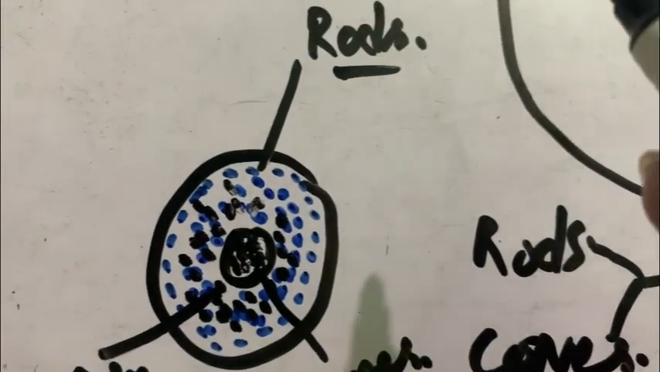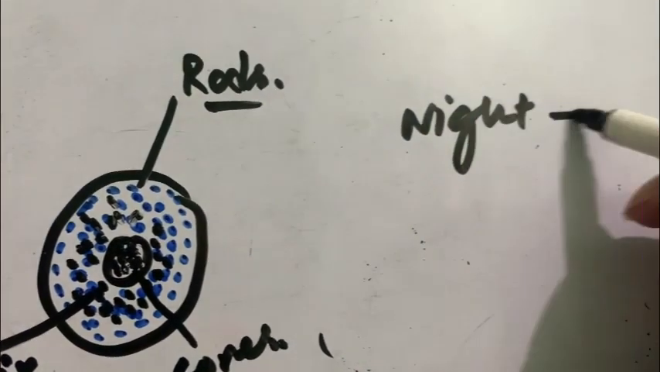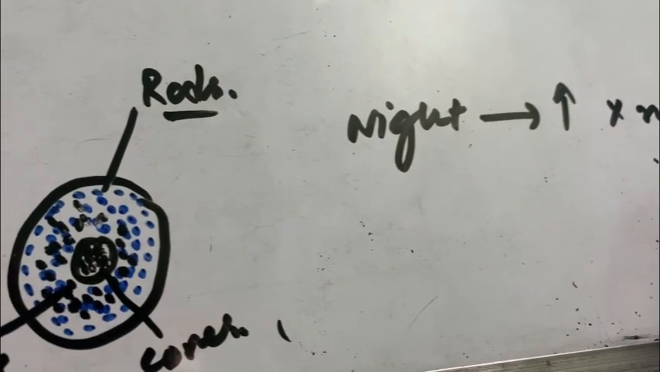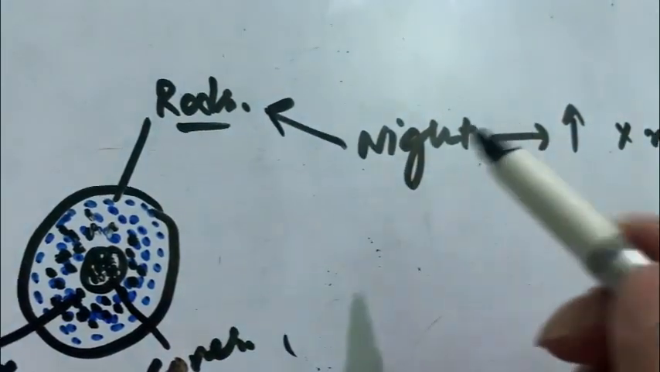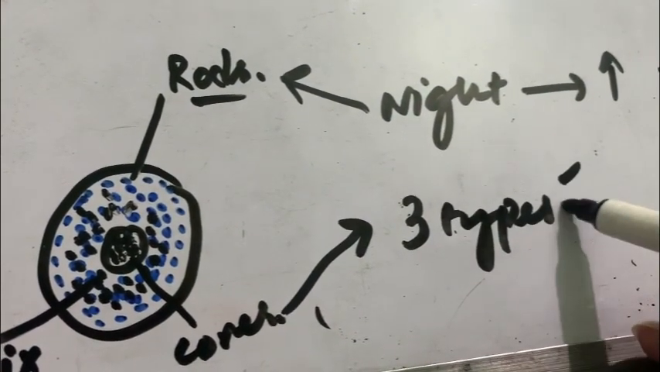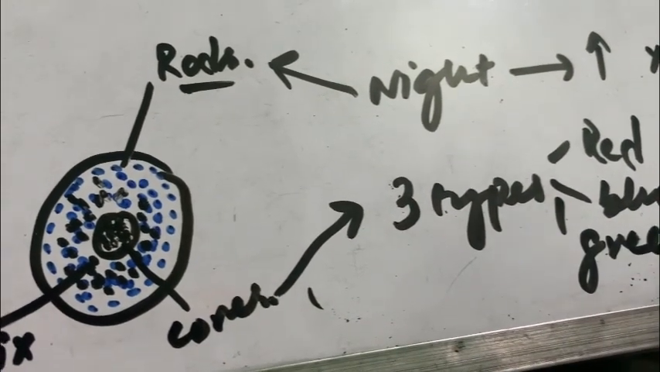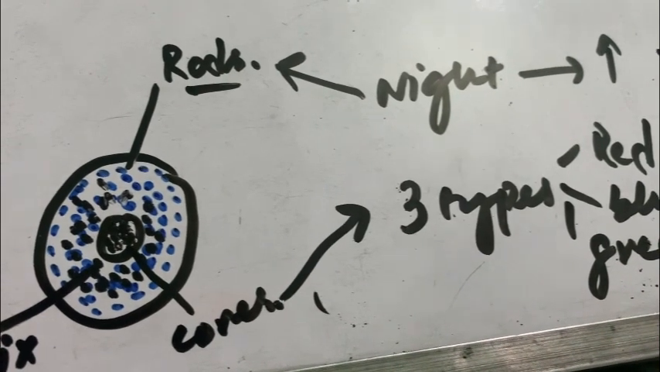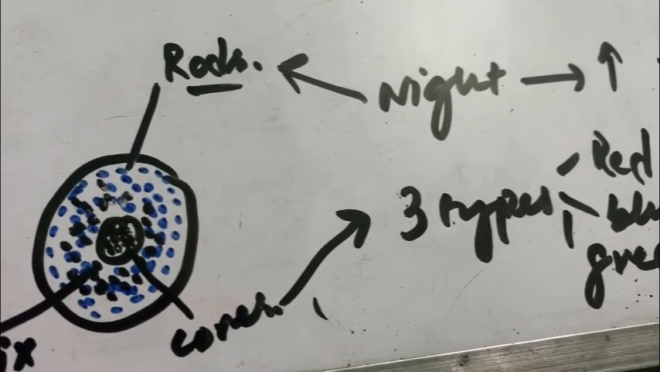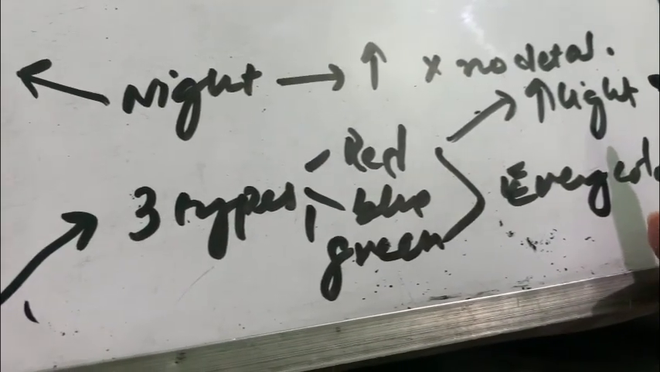So you have experienced that at the time of night you can see, but there are no details. That is because of rods. There are three types of cones, red, blue, and green, and a mixture of them makes every color. Cones need more light for their activation, while rods need less light.